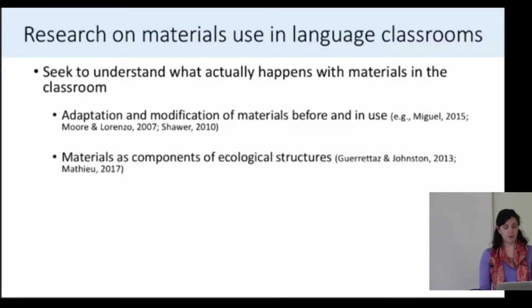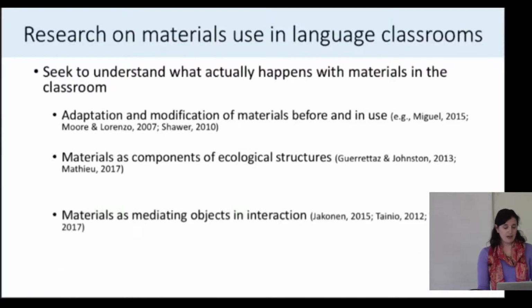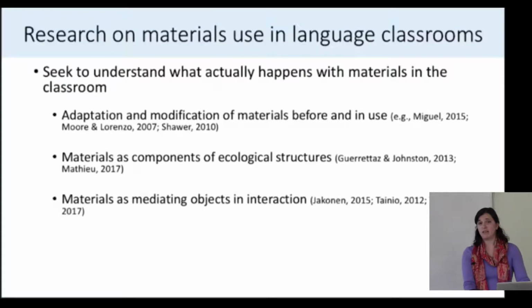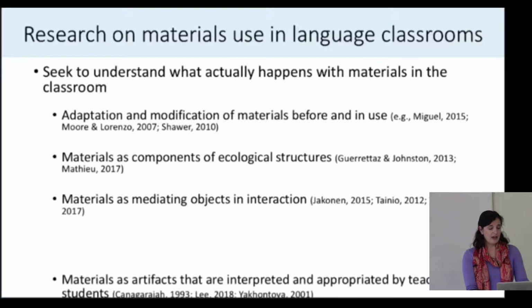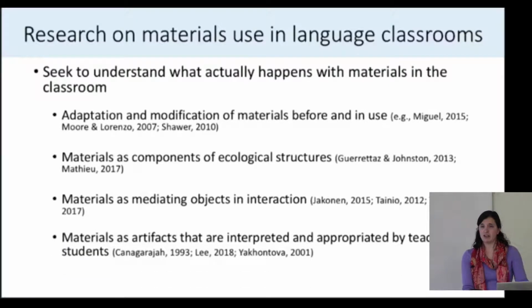A second strand will look at materials as components of a classroom ecology, using a classroom ecology perspective to say, how do these materials function as ecological structures within this space? A third strand looks at materials as mediating objects and interaction. And so this research gets a little bit more micro, looking directly within the discourse and how are materials used to mediate this discourse. And then the fourth strand will look at materials as artifacts that can be interpreted and appropriated by teachers and students. And I should say appropriated or rejected, of course, by teachers and students.